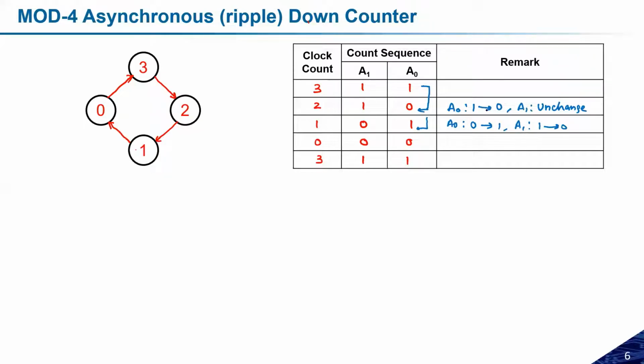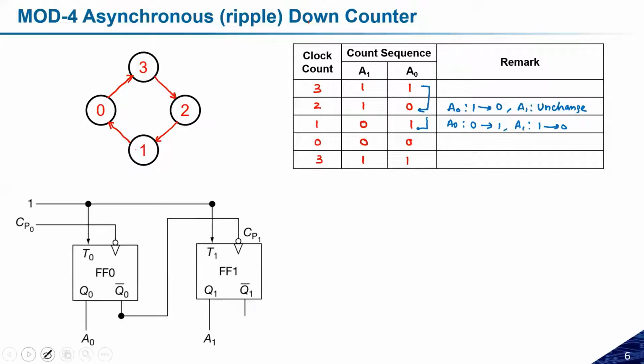Now, how to design the circuit? The circuit is something like this. As I just told you, the clock pulse will be connected to the clock of the first flip-flop. T will be connected to logic high. Output I have to take from A0, but the second clock pulse will be controlled with the help of the complement of the previous output. The previous output was A0, which is nothing but Q0. So this clock pulse will be controlled with Q0 bar, not Q0.